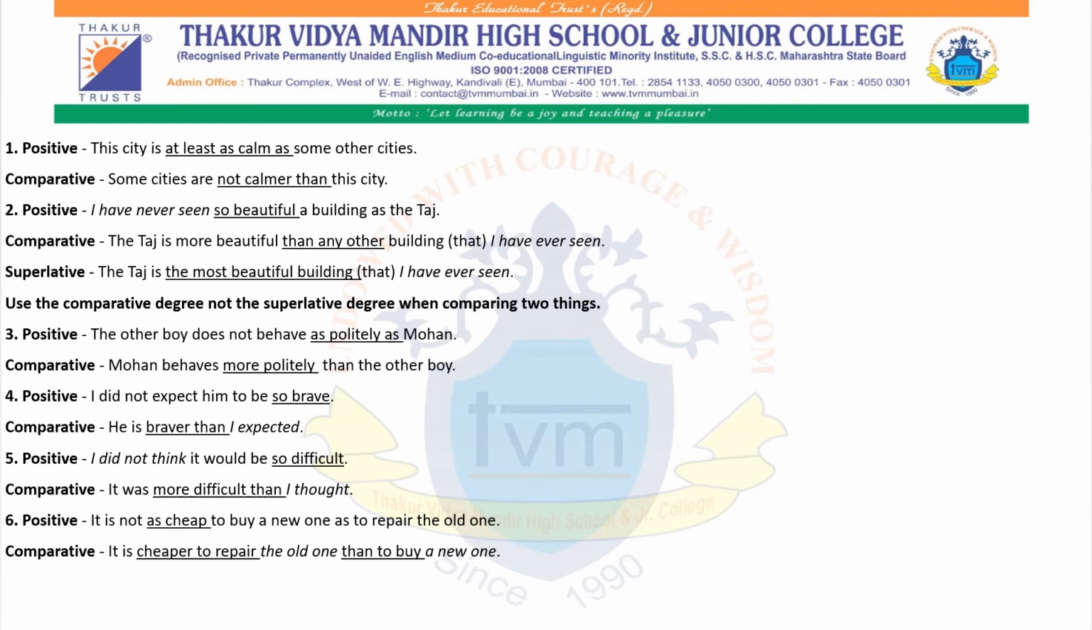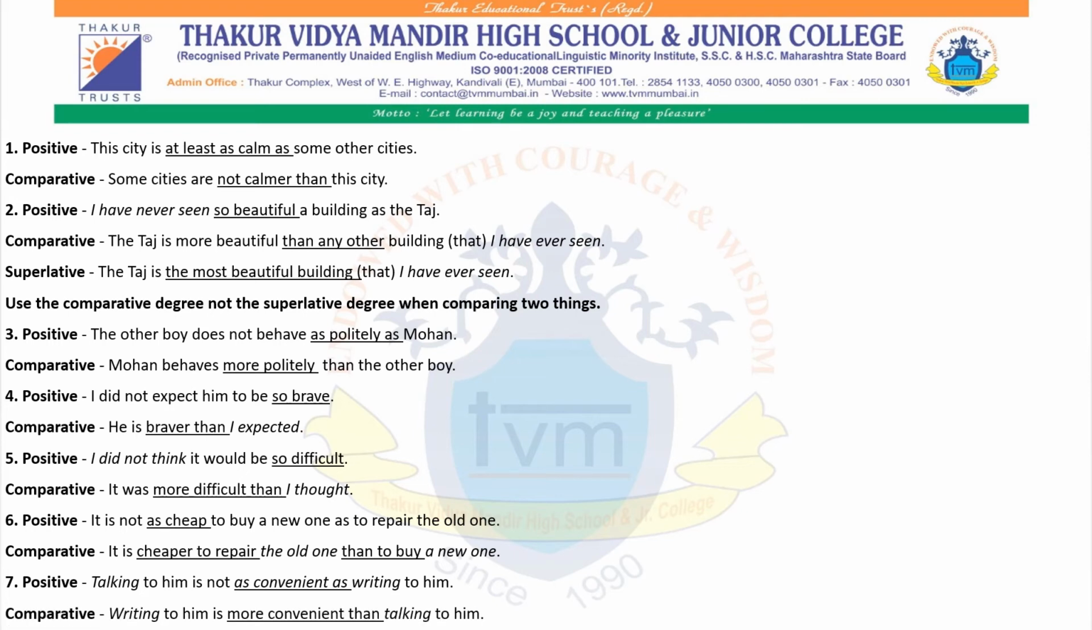Always try to understand the meaning of the given sentence, and this is why, following the structure, you can write the perfect answer correctly. And the seventh sentence, positive: talking to him is not as convenient as writing to him. So the quality is convenience. And what is more convenient? Writing. Again, it is more or less the same structure as the previous one. So the comparative will be: writing to him is more convenient than talking to him.